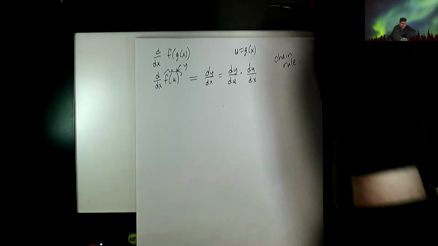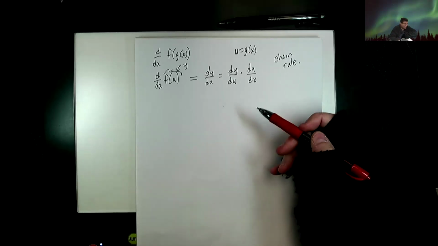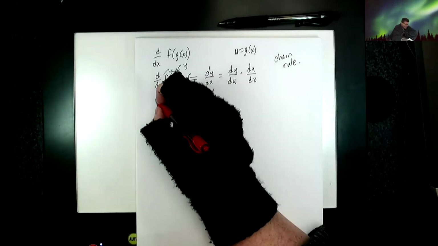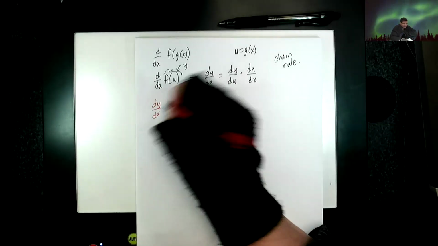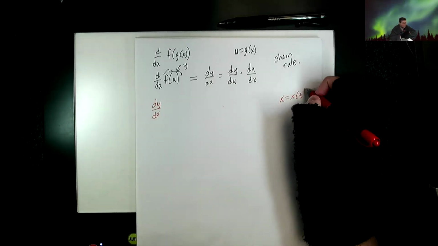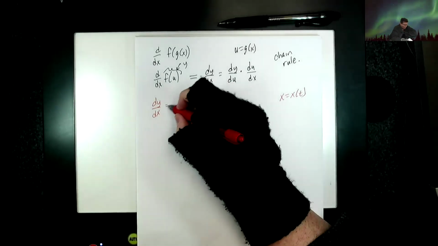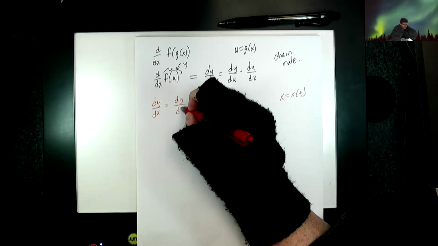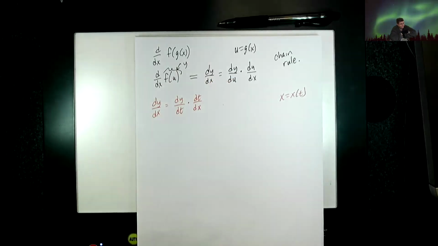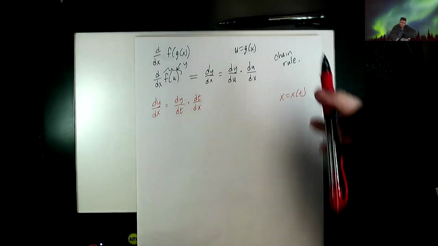We just did something similar. We have a similar setup with the parameterization. If I want dy/dx, and x is a function of t, this ends up being dy/dt times dt/dx. Similar setup.